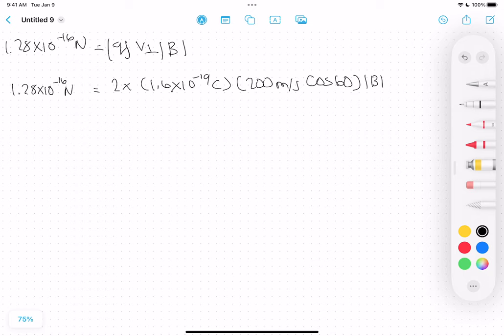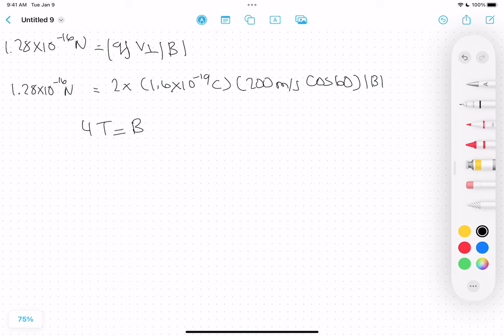And let me double check that. So we have 1.28 times 10 to the negative 16, and then divided by 2 times 1.6 times 10 to the negative 19, and then times 200 cosine 60. And that should give us 4 Teslas. So we should get 4 Teslas for our magnetic field here, right?